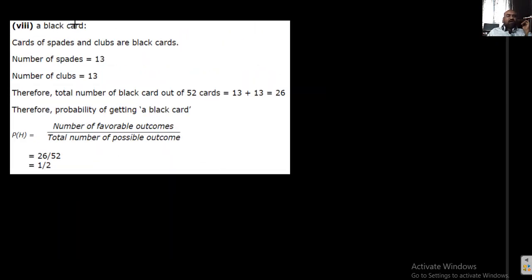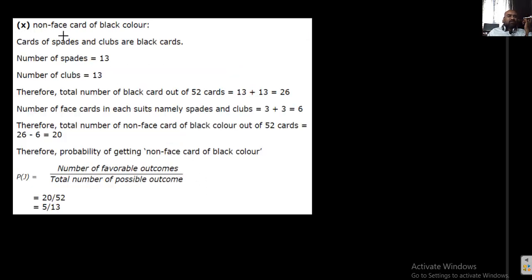Okay, a black card, 26 by 52. Next, a non-ace: aces are 4, total 52, 52 minus 4, 48 by 52. Next, non-face card of black color, clearly given, that is 20 by 52, that is 5 by 13.